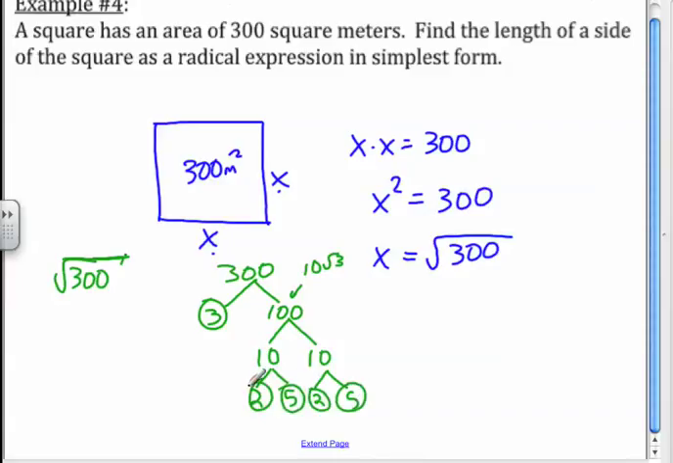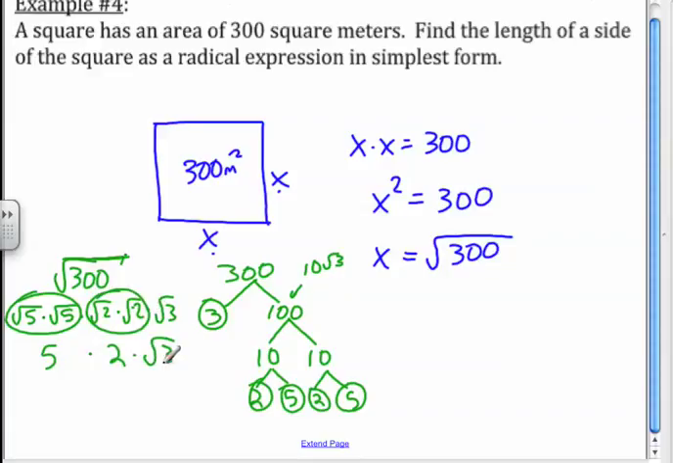And when I write them, I like to write them in pairs, or with numbers that are like each other. So root 5 times root 5 times root 2 times root 2 times root 3. I've got a pair here, that's 5. Got a pair here, that's 2, and root 3. So when I multiply that all together, I get 10 root 3.